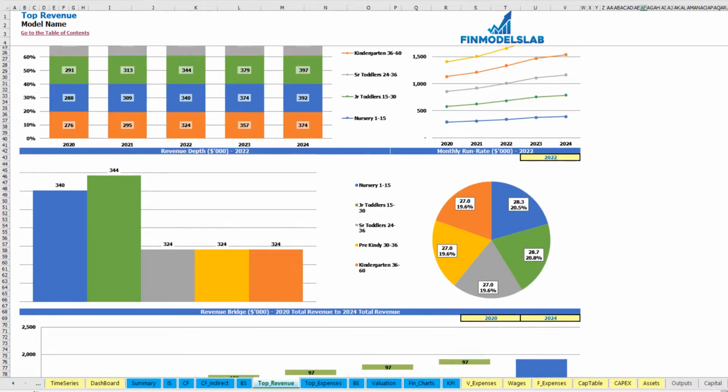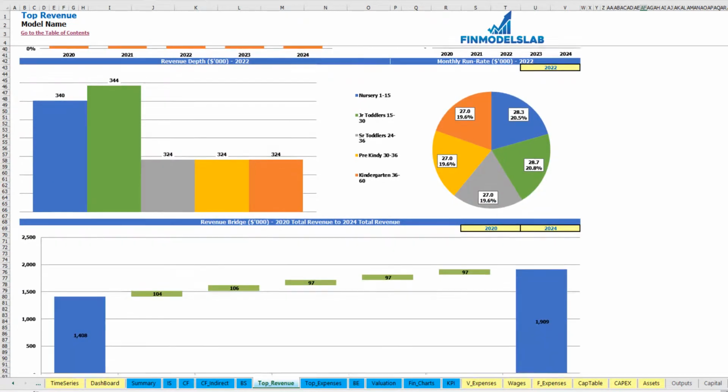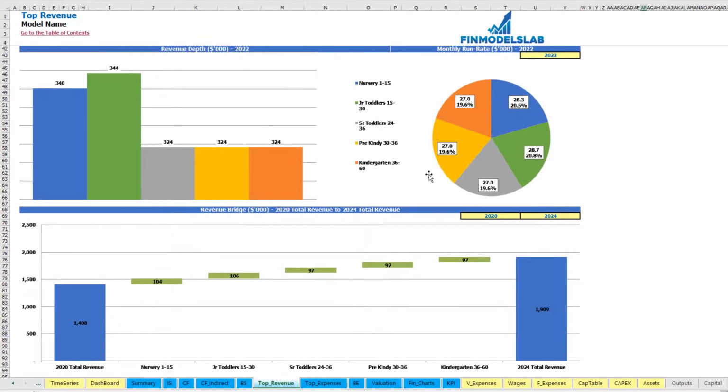The next set of charts, which is revenue depth and monthly run rate, shows you the detailed year, which you can select and change here. In these charts you can see the revenue depth or breakdown of absolute values for the main 5 revenue streams, and on the pie chart you may see the percentage allocation.